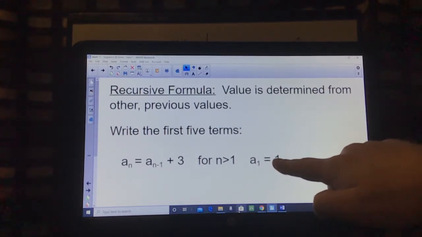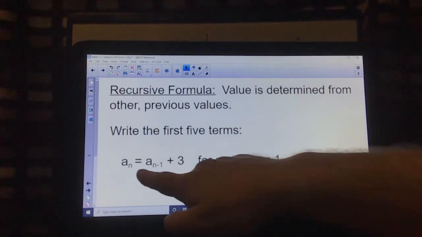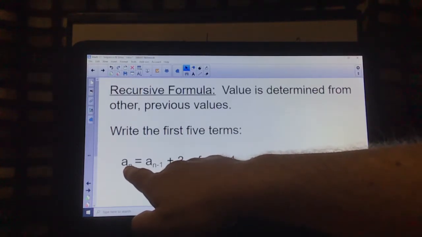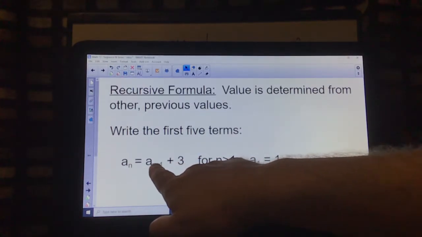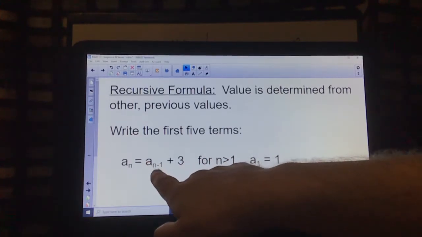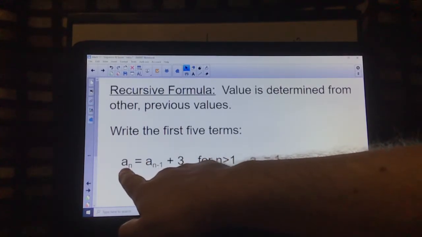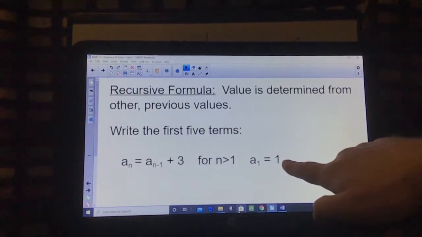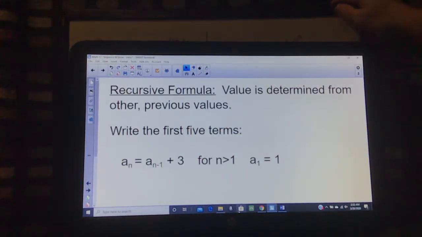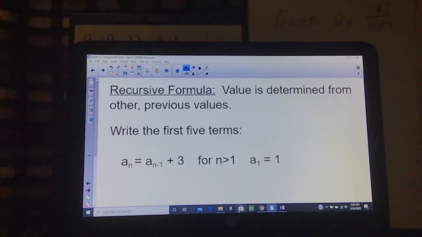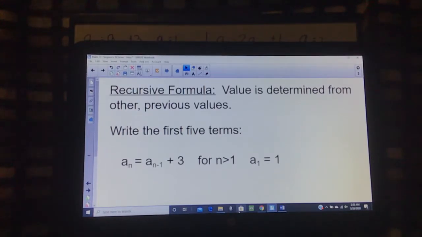The way I'm going to find the next one is I want to find a sub 2. So to find a sub 2, I'm going to have to plug a 2 in here. And I'm going to get a sub 2 minus 1, which is a sub 1. So basically a sub 2 is based off of a sub 1, which I know, which I'm going to plug in. So I'll show that on the board behind here. So once again, I've got 2 examples up. We'll look at the one on the left first, and then I'll show you the one on the right.